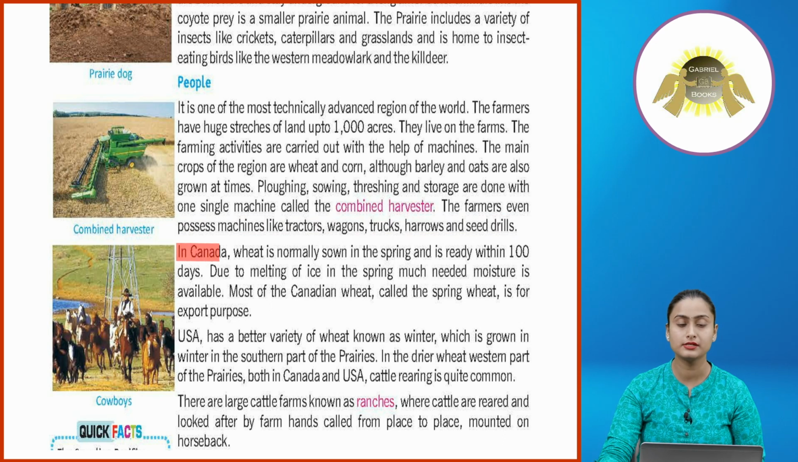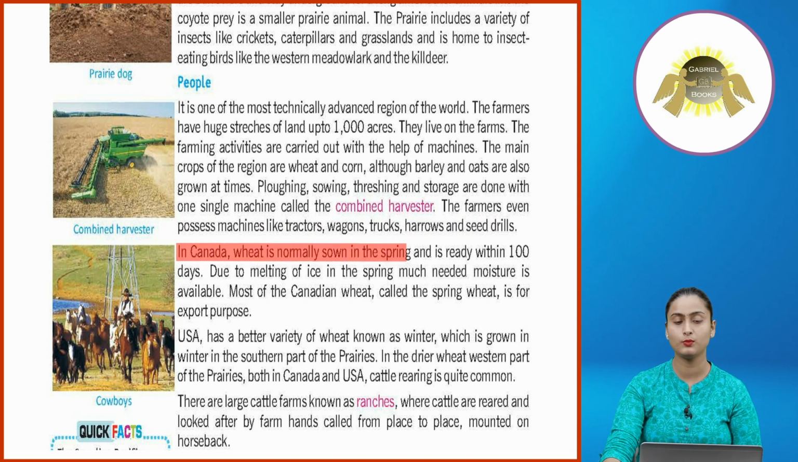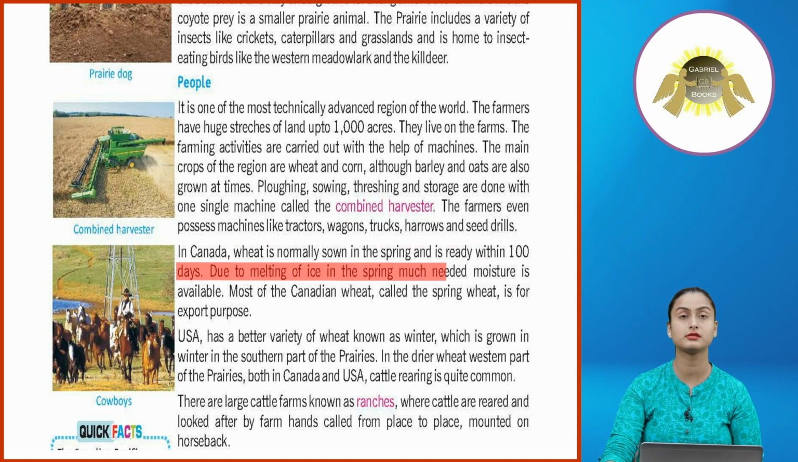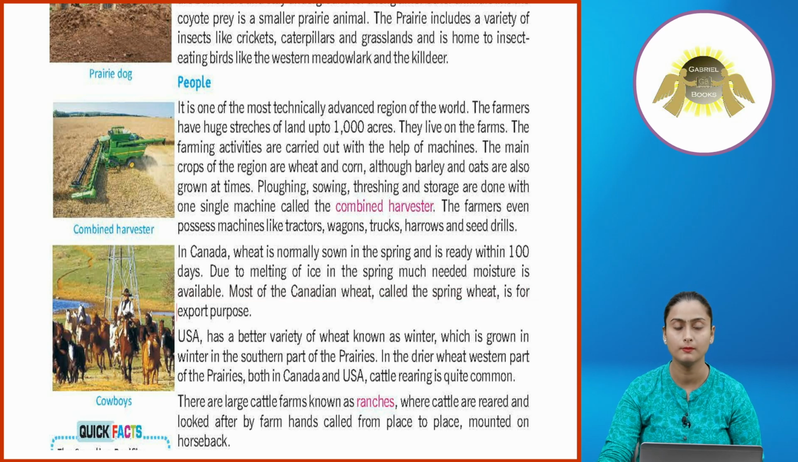In Canada, wheat is normally sown in the spring and is ready within 100 days. Due to melting of ice in the spring, much needed moisture is available. Most of the Canadian wheat, called spring wheat, is for export purposes.